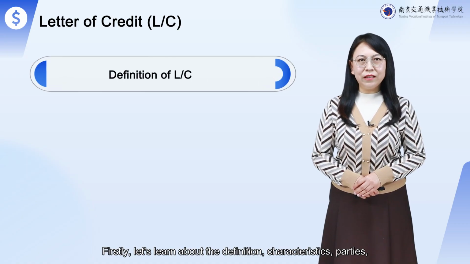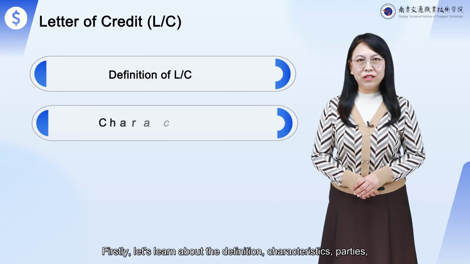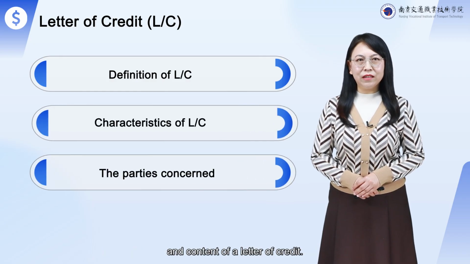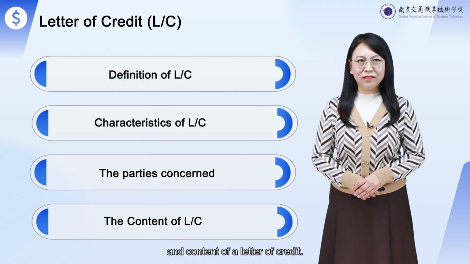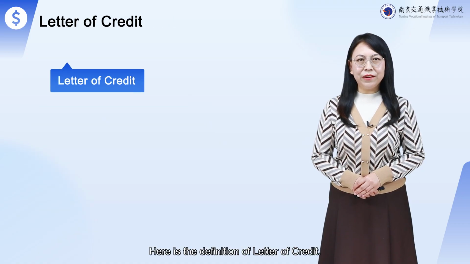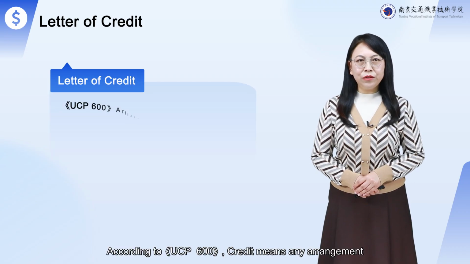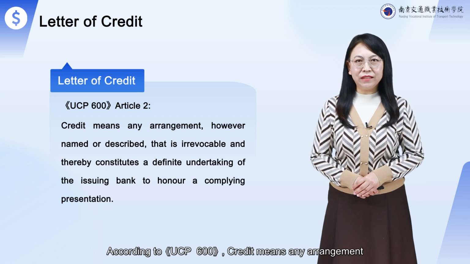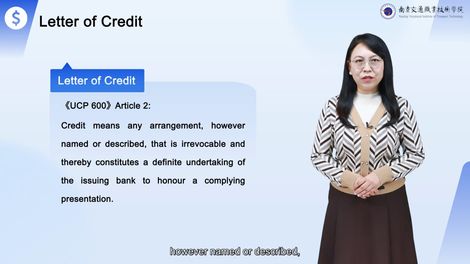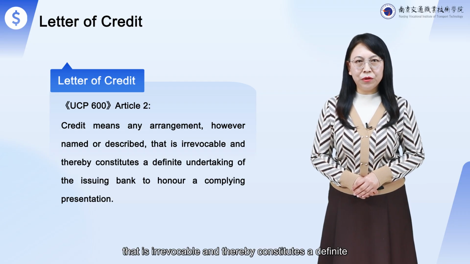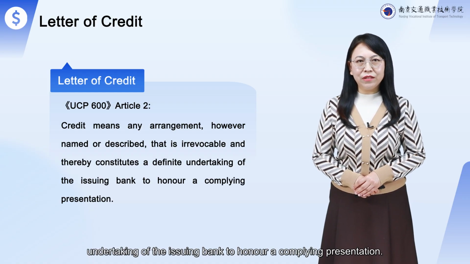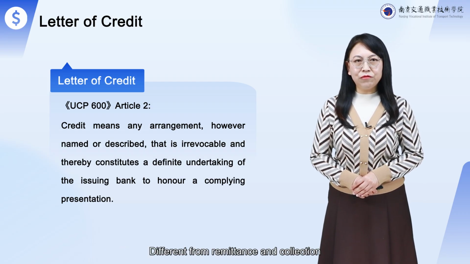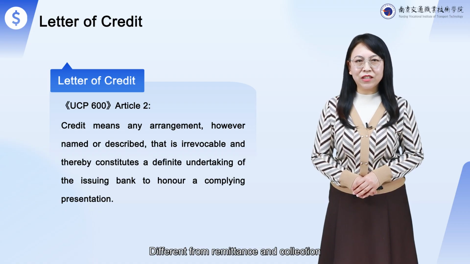Firstly, let's learn about the definitions, characteristics, parties, and the content of a letter of credit. Here is the definition of letter of credit. According to UCP 600, credit means any agreement, however named or described, that is irrevocable and thereby constitutes a definite undertaking of the issuing bank to honor a complying presentation, different from remittance and collection.